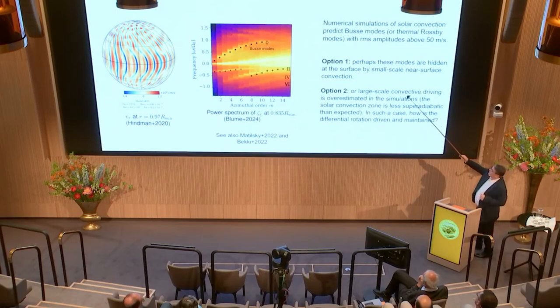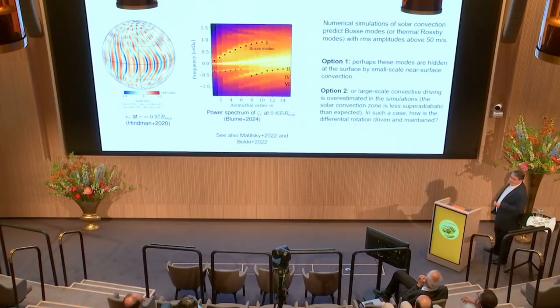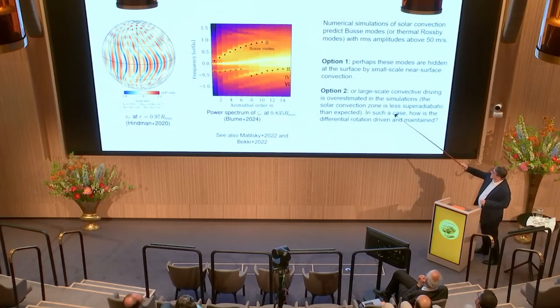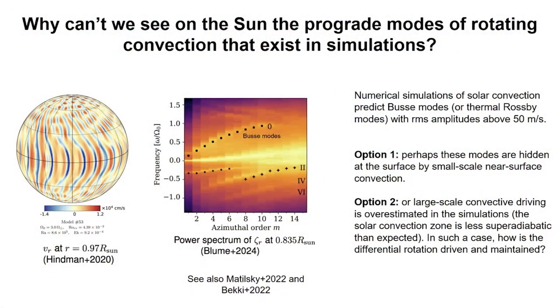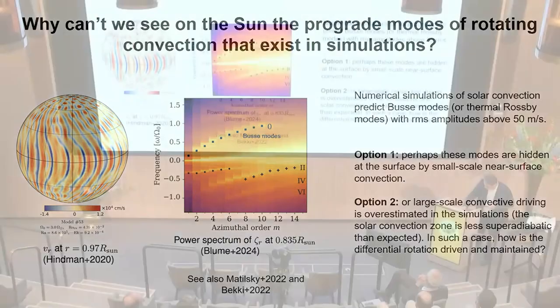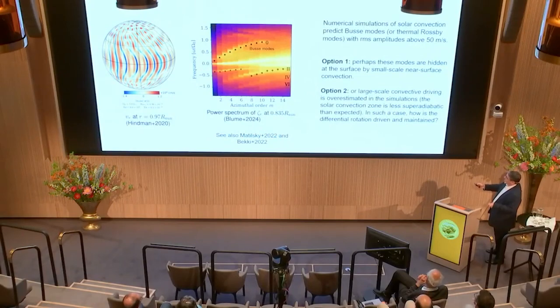So perhaps one possible option is that these modes are hidden at the surface by the small-scale near-surface convection. Why not? The second option is that perhaps the large-scale convective driving is overestimated in the simulation, such that the solar convection zone is less superadiabatic than expected. And in such a case, we have another question that pops up: how is the differential rotation driven and maintained? Okay, so these are difficult questions, given that we do not see this mode at the surface.